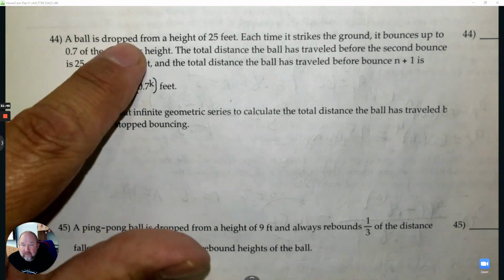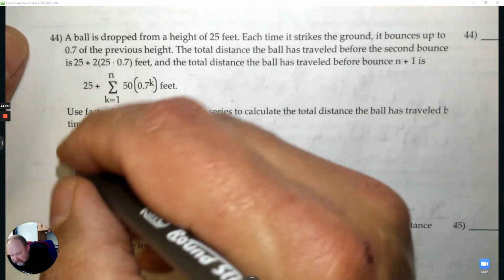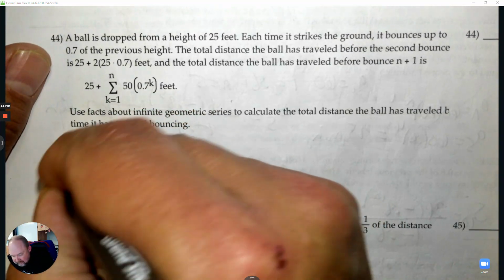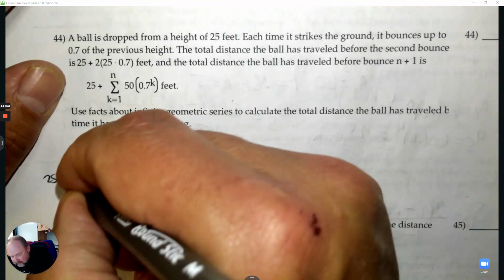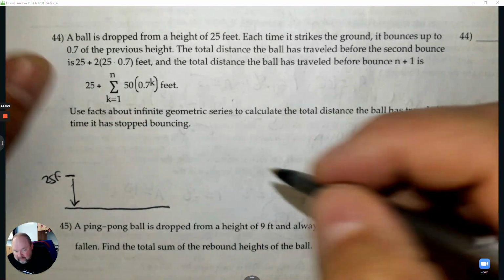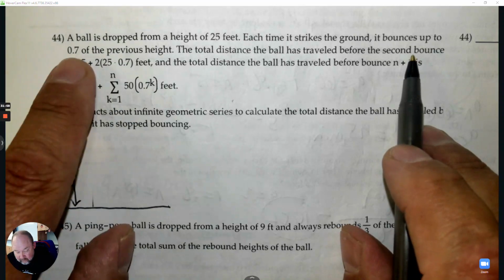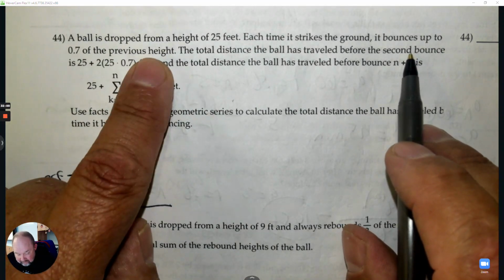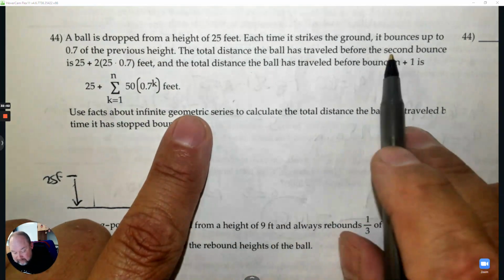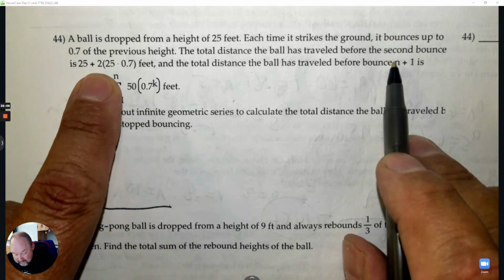So a ball is dropped from a height of 25 feet. So here we are at 25 feet, and here's the ground. So at 25 feet, the ball is dropped. It then bounces up, and it says to 0.7 of the previous height. The total distance the ball traveled, the second bounce, is this.